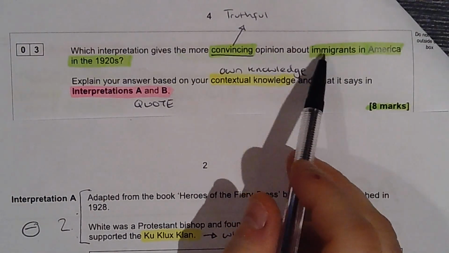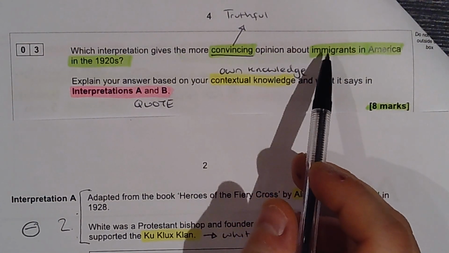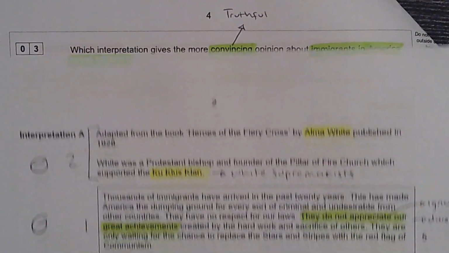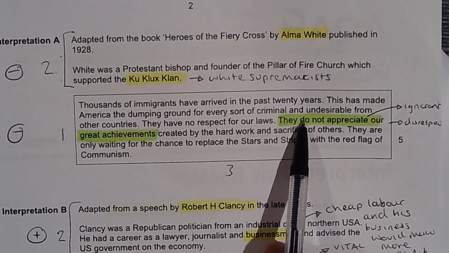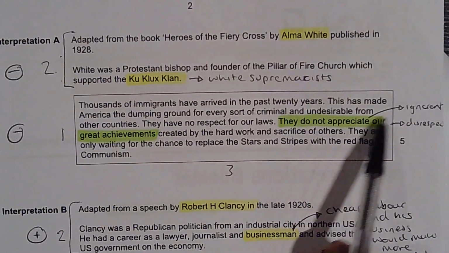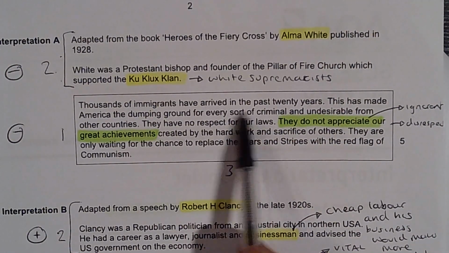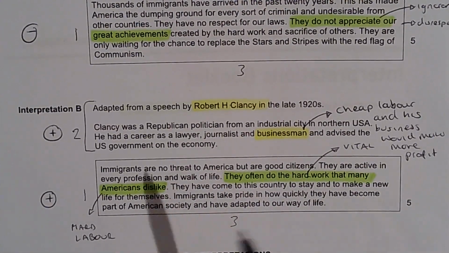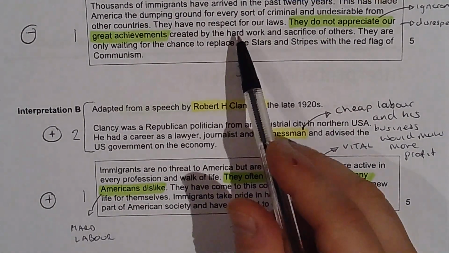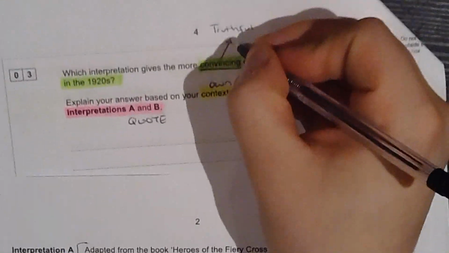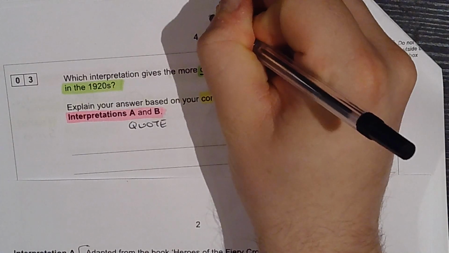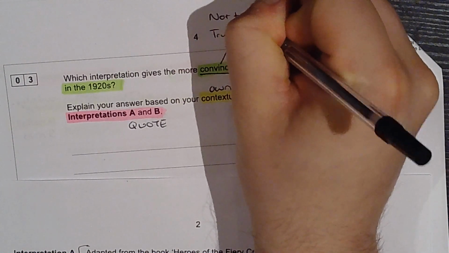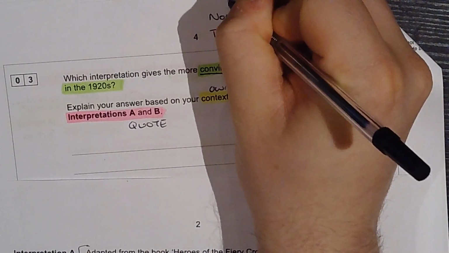So I need a quote about whether it is convincing or not convincing about immigrants in America. I could use the one that I've already highlighted for question 1 and use that again if I've got good own knowledge for it, or I could use a different one, and it's exactly the same for interpretation B as well. I may also want to pick out something that isn't convincing or as convincing. So where I put truthful here, I might also want to think if it is not truthful or less convincing.